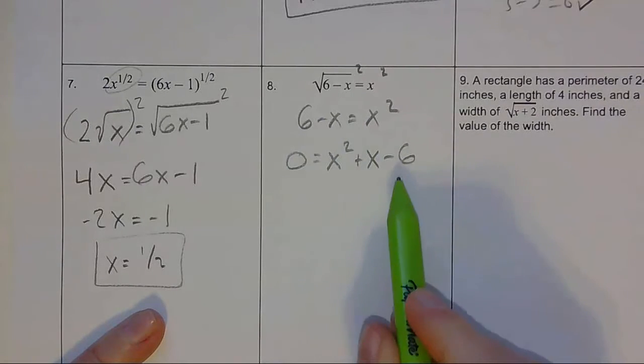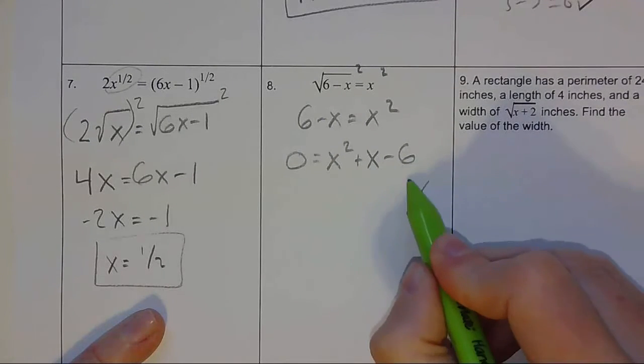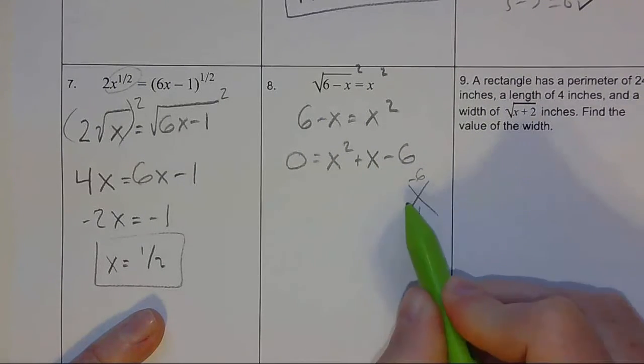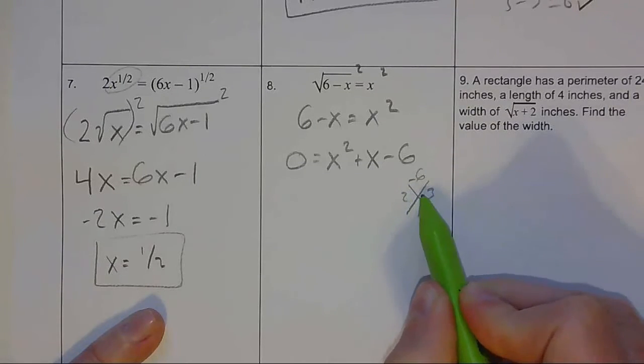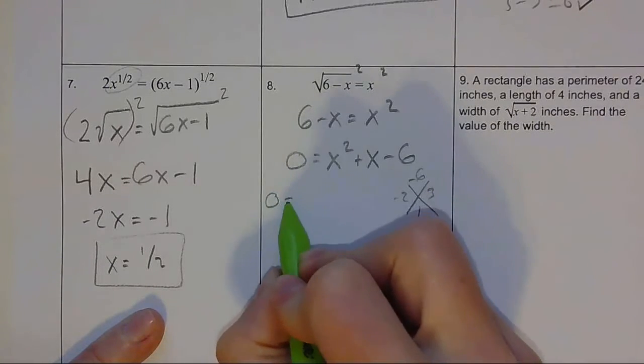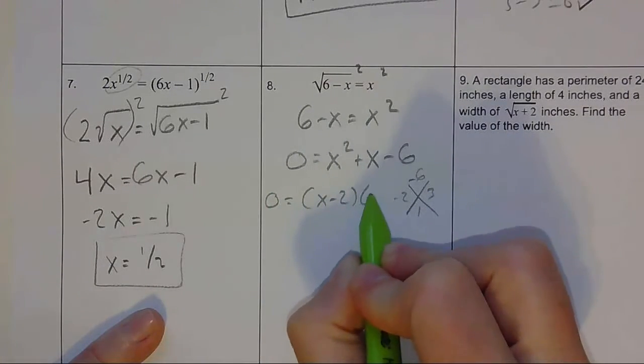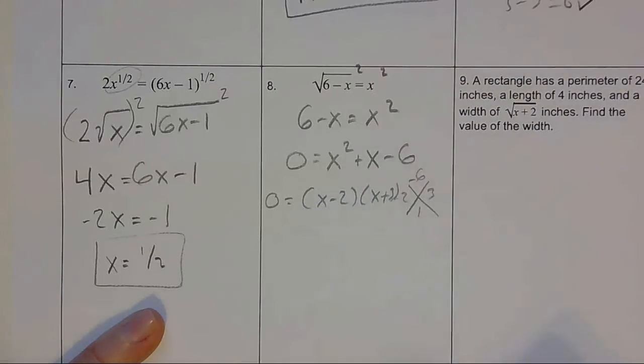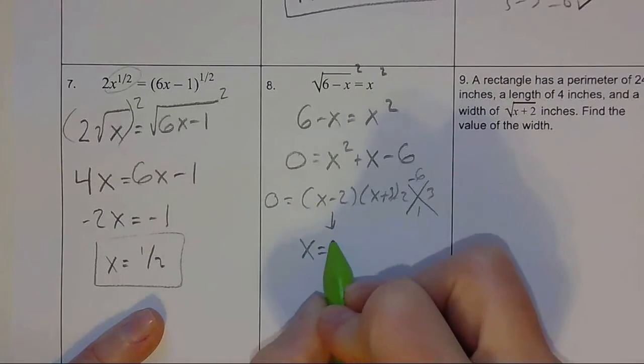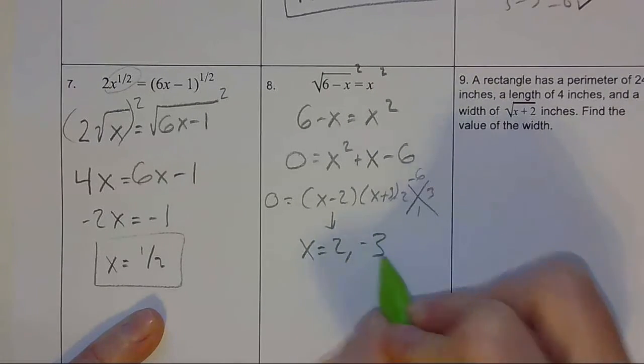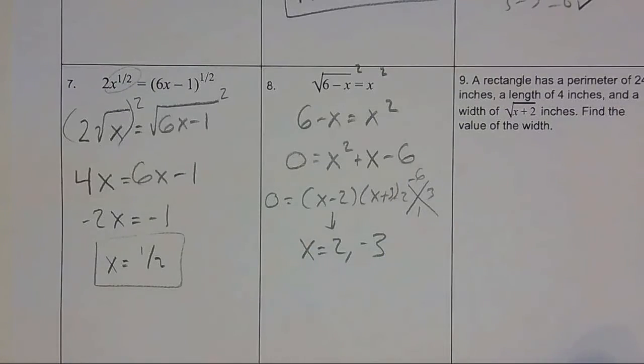All right, I'm going to go ahead and factor. It's easy enough. It's x method. What multiplies to be negative 6 and adds to be 1? Well, it's definitely going to be a 3 and a negative 2. So 0 equals x minus 2, x plus 3. Don't forget you do the opposite. So x equals 2 and x equals negative 3. Well, now we have 2 solutions to check.